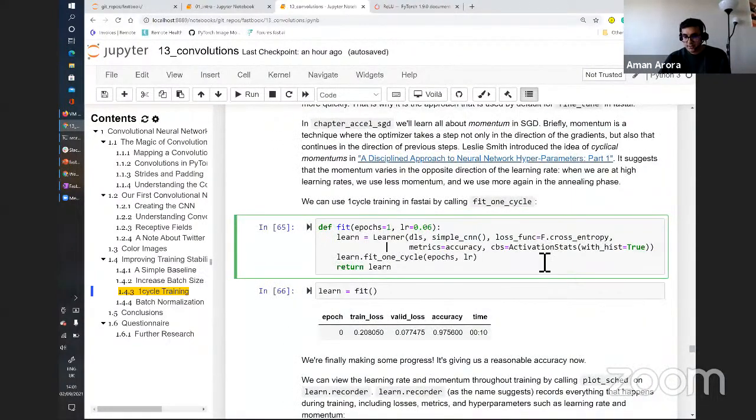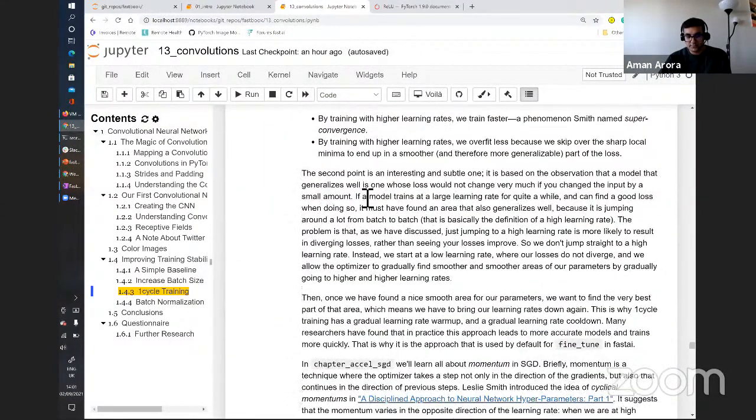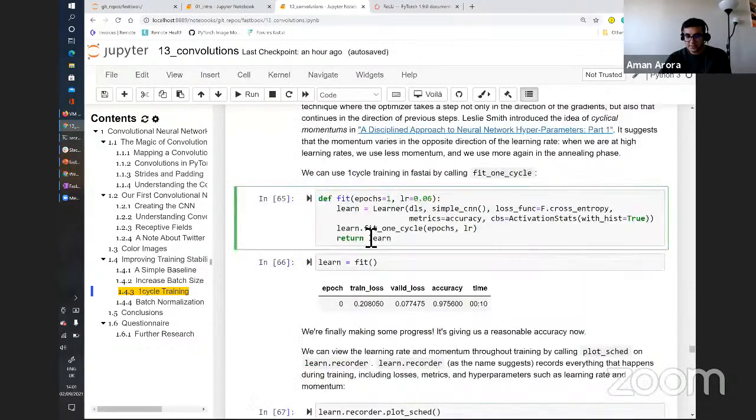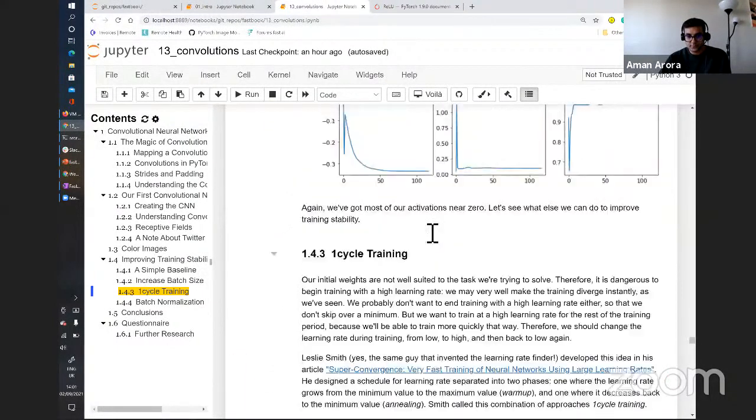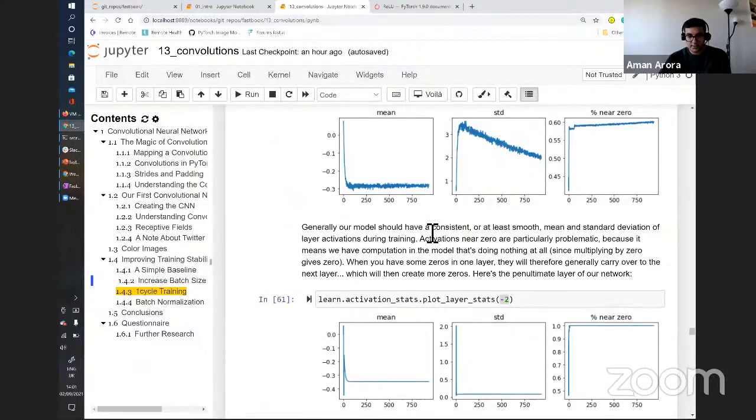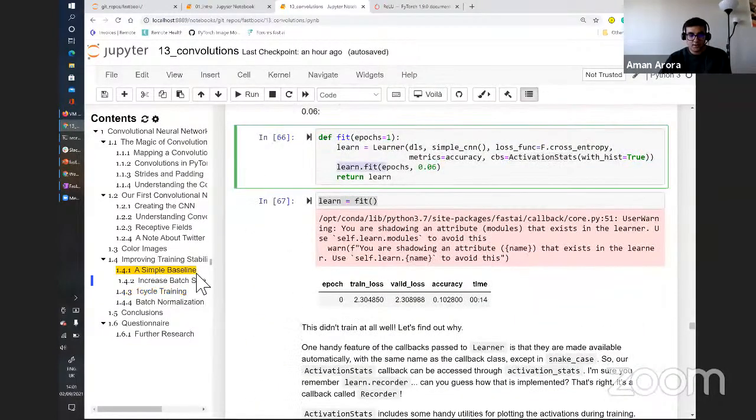So let's try adding one cycle learning to my network. If I add one cycle learning, I just have to say fit one cycle instead of what I was saying before. Previously I was saying learn.fit, but now I can just say learn.fit_one_cycle.